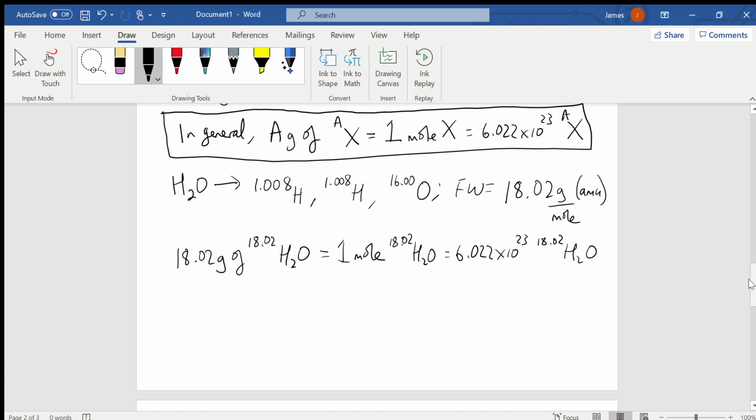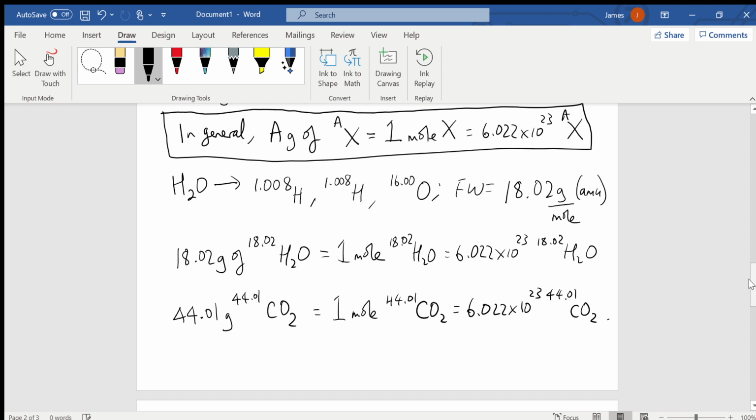Okay, you could do the same for CO2. So CO2, we've got carbon plus 2 oxygens. So just doing a bit of math in my head, we've got 44.01 grams of carbon dioxide. Well, that's just 1 mole of CO2, which is Avogadro's number of CO2, etc. You can do that for any compound.